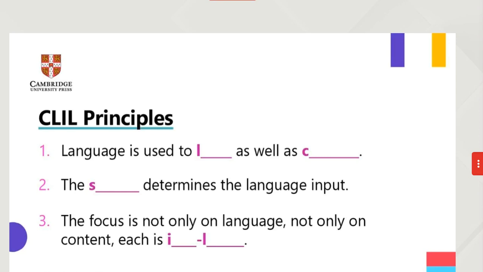So what do you think the missing words are in the first? Learn, yes, Roja Priya, well done. Language is used to learn as well as communicate. So they're learning about the subject, they're learning through the language.